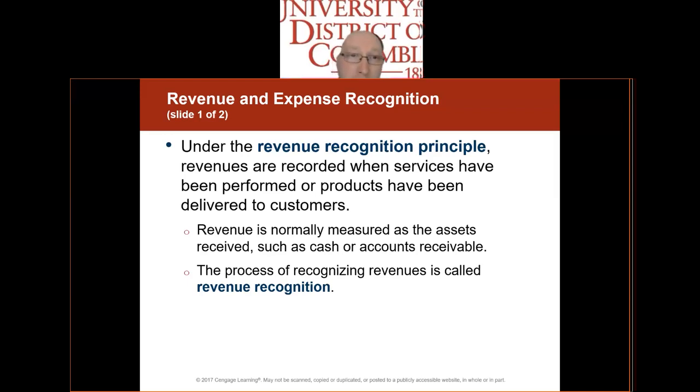With respect to revenue and expense recognition, we follow the revenue recognition principle that says revenues are recorded when services have been performed or when products have been delivered to the customer. Going back to my earlier example, if I sell you a coffee mug this month and you don't pay me until next month, I'm still going to recognize the revenue for this month, right? Because that's when I've delivered the coffee mug to you. Revenue is normally measured as the assets received, such as cash or accounts receivable. The process of recognizing revenue is called revenue recognition.